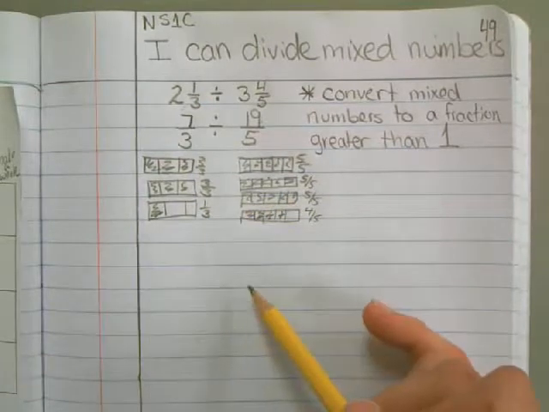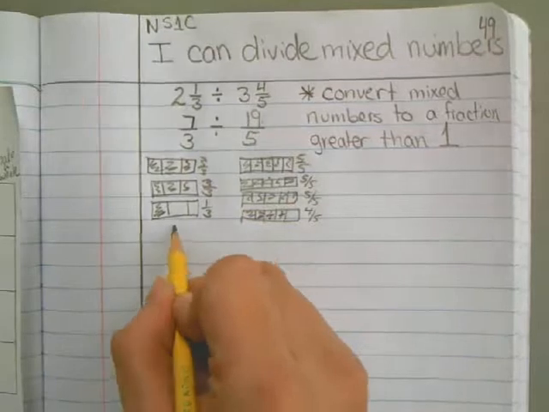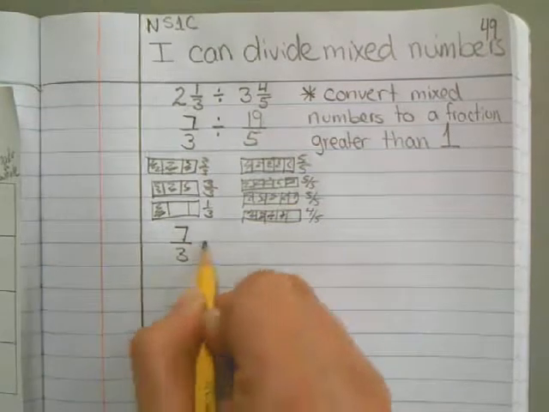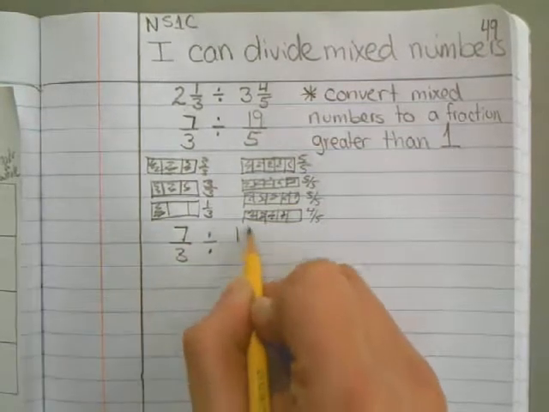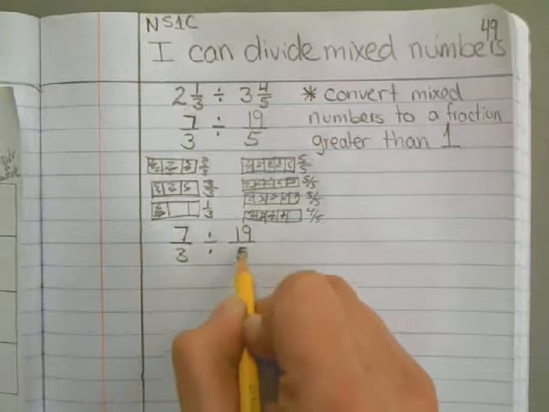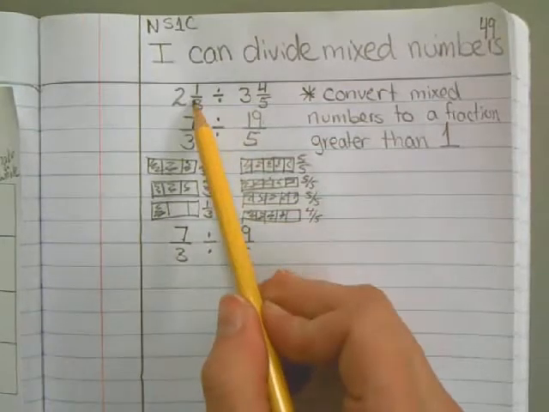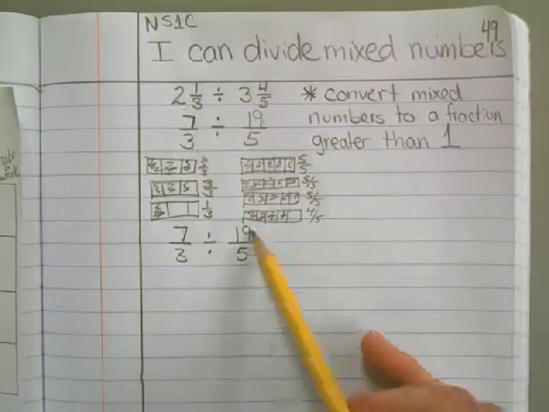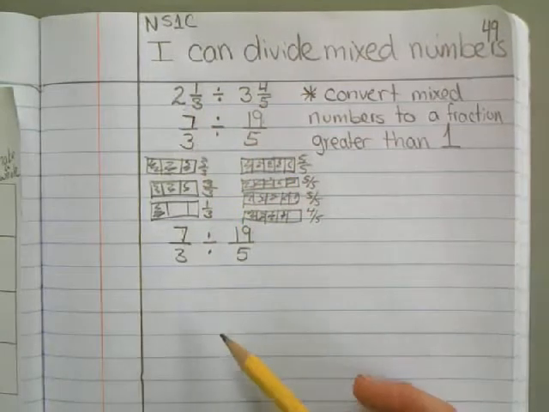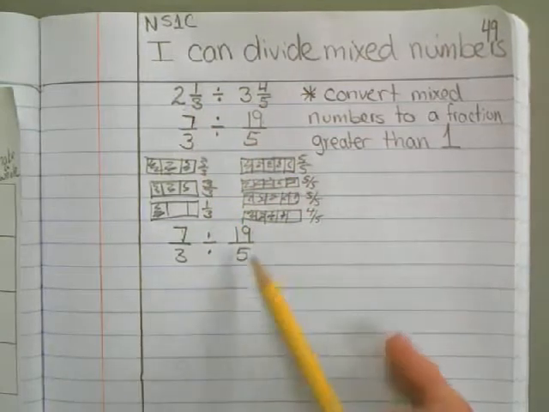Okay, so I'm going to just rewrite that down here. 7/3 divided by 19 fifths. So that's my original problem. I took my mixed numbers and I changed them into fractions greater than 1. Now once I have a fraction greater than 1, it's the same process as dividing fractions.